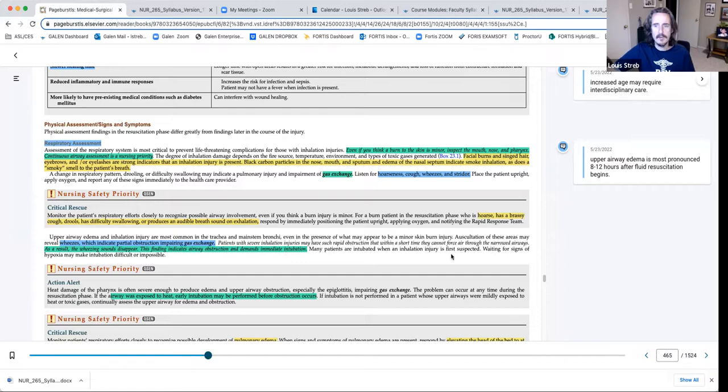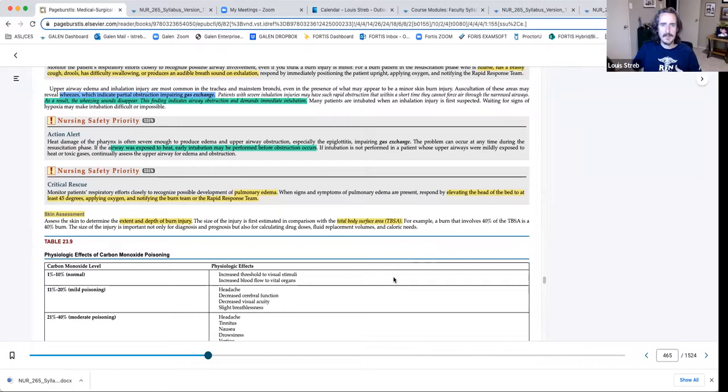So I just want to make it abundantly clear that these people are going to have obstructions very quickly. And early intubation is the only thing that's going to stop that airway closure completely. I know it sounds weird, but that is what's going to kill your patient fastest.